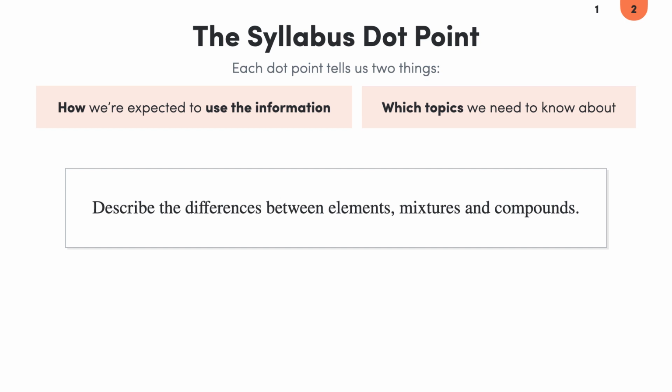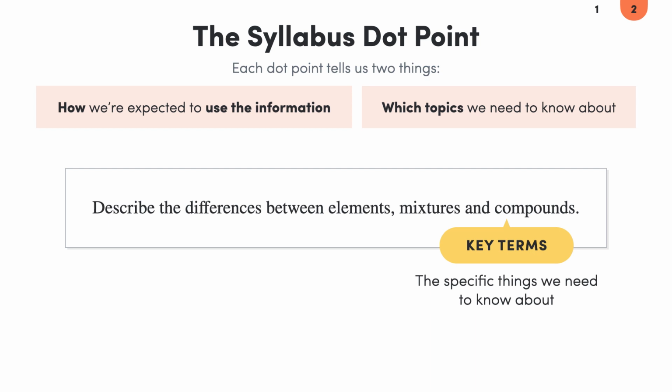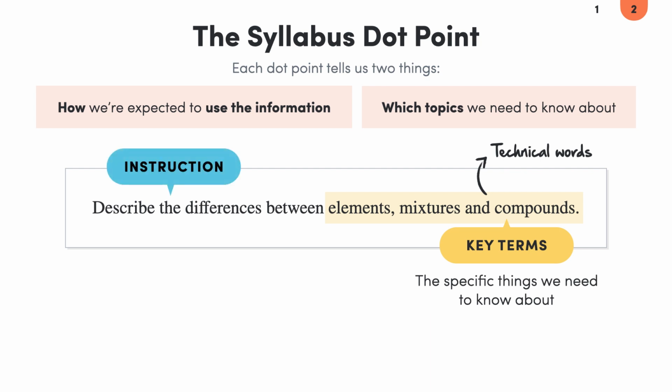Now, the first thing we notice are the key terms. In other words, the things that we need to know information about. That's one of the main things that the syllabus dot points tell us. In this example, we have elements, mixtures, and compounds. Essentially, these are the technical words that we need to understand based on this dot point. But then, we have an instruction about how to use the information about these key terms, which actually guides what we should be learning about them and the depth that we should be going into.